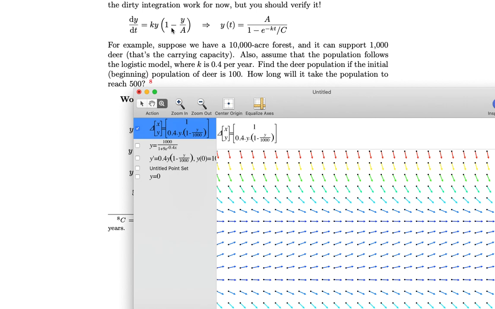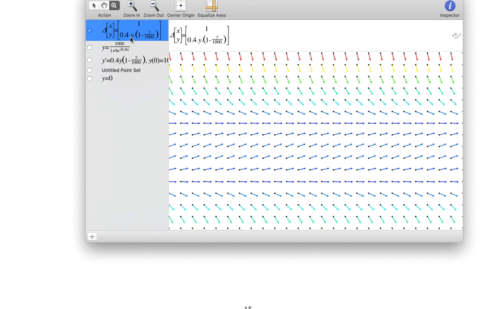The logistic model is this dy/dt, is what we're doing over here. So it's dy/dx equals k, k was 0.4, times y, and then parentheses 1 minus y over A, where A is the carrying capacity, and the carrying capacity is 1,000. Right, then I plot that direction field, and I got this over here. All right, that's a direction field there.